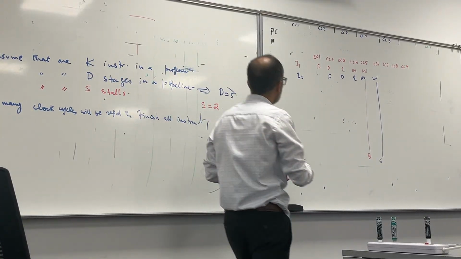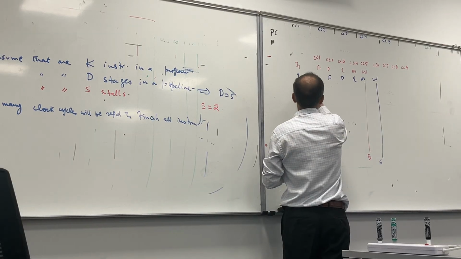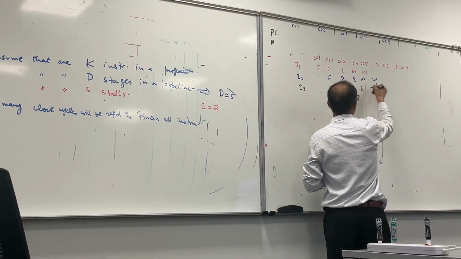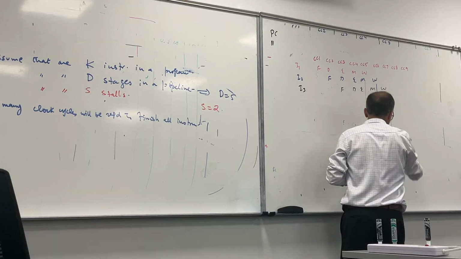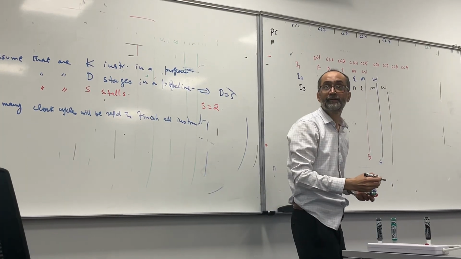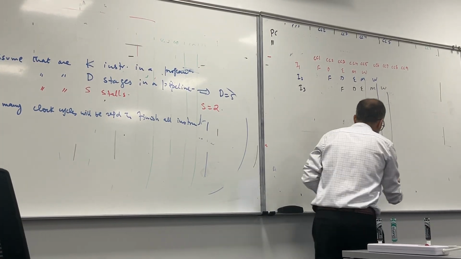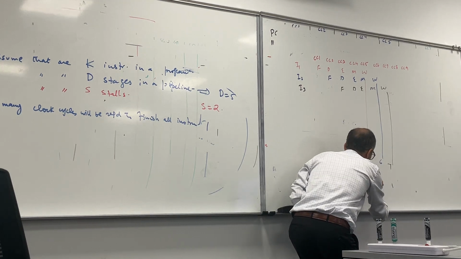Clear? Okay, now we have I3. We have fetch, decode, execute, memory, and write back. It will finish at which clock cycle? 7. So it means that in clock cycle 5, I1 will finish.